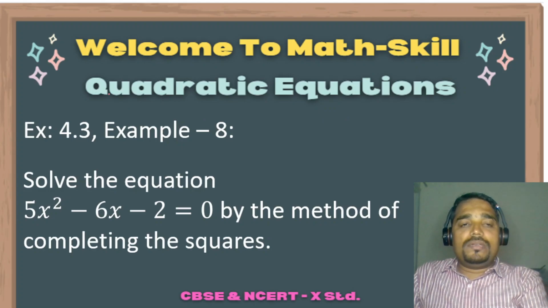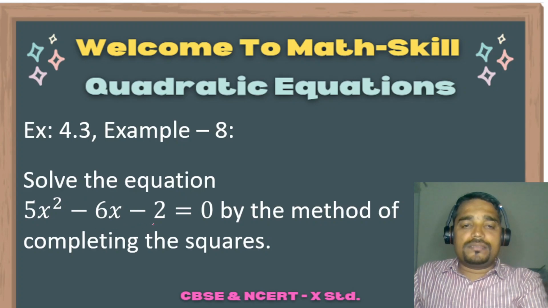Today let's discuss the chapter Quadratic Equations. The numerical is: solve the equation 5x square minus 6x minus 2 equals 0 by the method of completing the squares. This is part of the CBSE as well as NCERT syllabus for 10th standard. I am your trainer Venkatesh K.